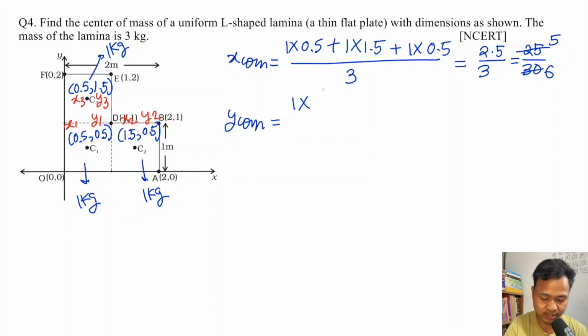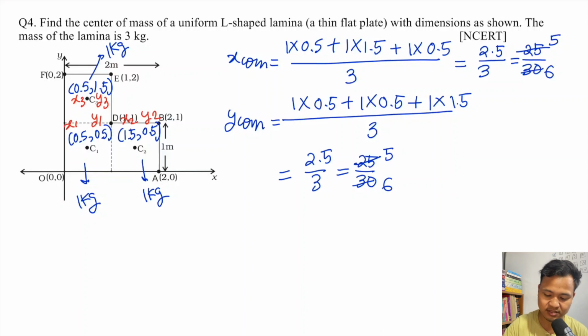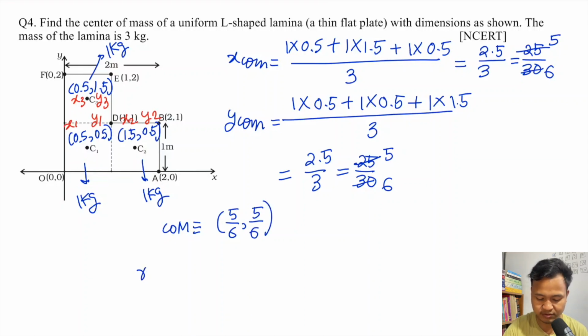Similarly for YCOM: m1 into y1, which is 0.5, plus m2 into y2, which is 0.5, plus m3 into y3, which is 1.5, divided by 3. Again 0.5, 0.5, 1.5 gives 2.5 divided by 3, which is 25 by 30, so 5 by 6. So the center of mass is at 5 by 6 comma 5 by 6. In vector form, RCOM equals 5 by 6 (i plus j).